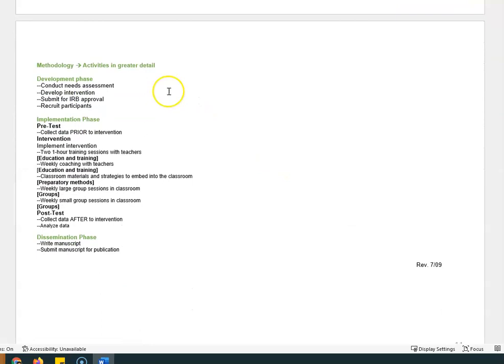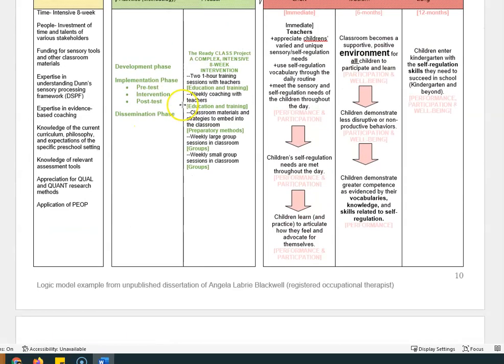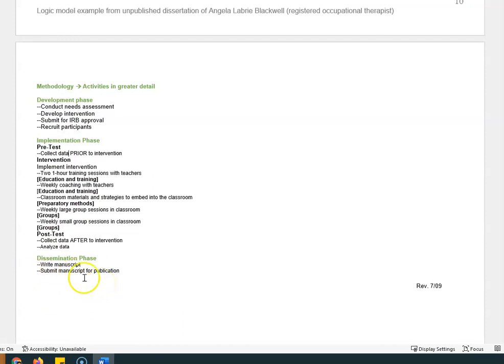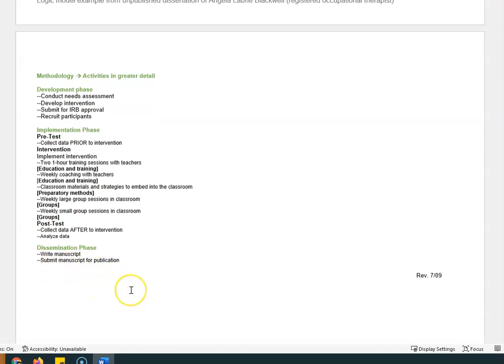And here is just a closer look at my methodology. We had those 3 phases that you saw here: development phase, implementation phase, dissemination phase. Here, for your edification, you can see a little bit more specifically what I did. Development phase: conduct a needs assessment, develop an intervention, submit for IRB approval, start recruiting my participants, which technically you could say is part of the implementation phase. Do pre-test, do the intervention, do post-test, analyze all that data, and then write a manuscript for publication or present to various OT audiences.